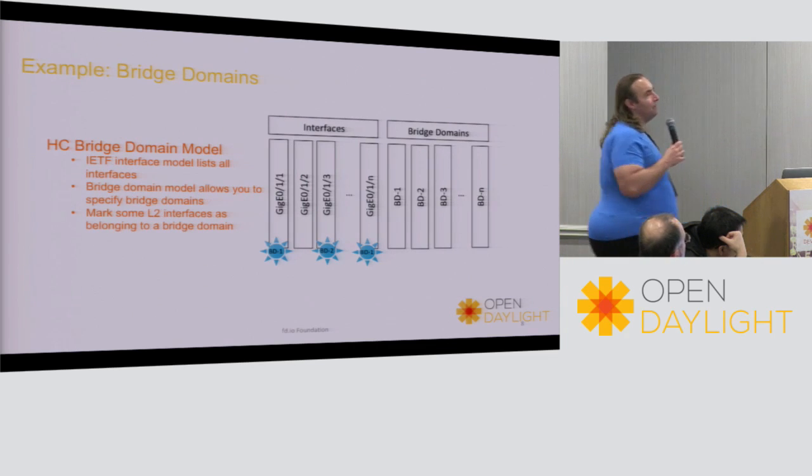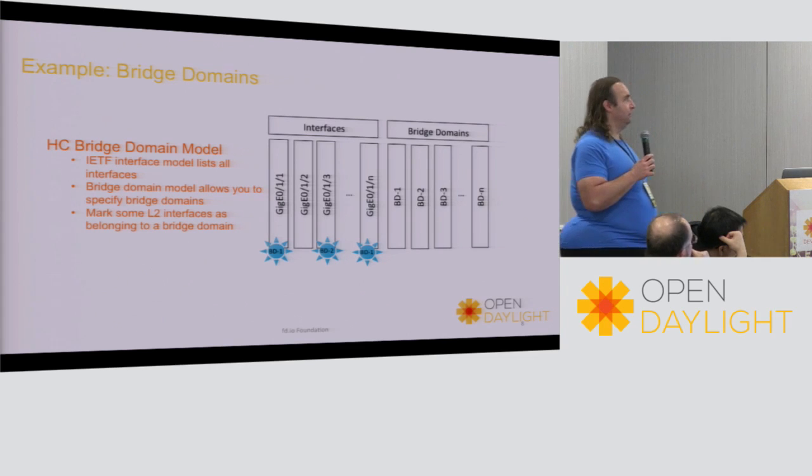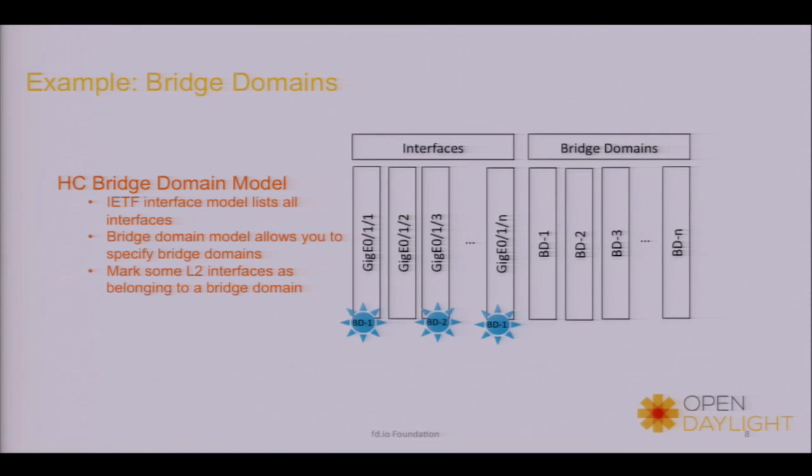So the example app that we have done so far with the Honeycomb agent is a bridge domain example. Down on the Honeycomb agent, there's a Honeycomb bridge domain model. And essentially it says, I have a bunch of interfaces, full stop. Oh yes, and I might have bridge domains. You can configure bridge domains. And then you can associate a particular interface to a bridge domain, which are the happy little blue stars. Relatively straightforward conceptually. So that's the first pass conceptually with what you're dealing with there. What I haven't shown here is you could also create tunnel interfaces and plug them in as well for whatever kind of tunnel you wanted.